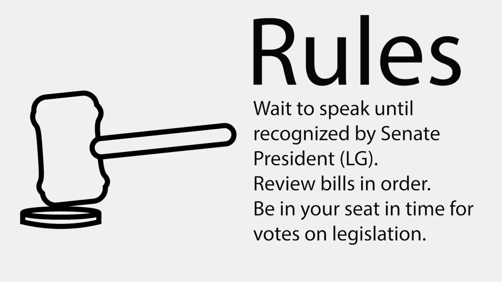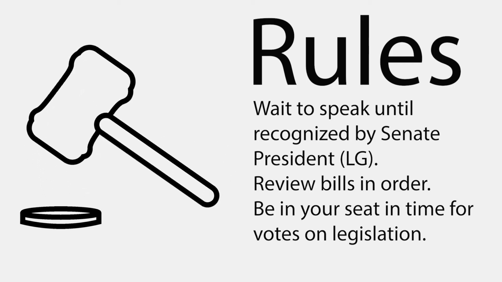The Lieutenant Governor is the officer who presides over the state Senate. Presides over the Senate basically means they are in charge of the Senate. They are elected by the people of Georgia every 4 years. As president of the Senate, the Lieutenant Governor's role is similar to the Speaker of the House. They ensure that everyone is following the rules, recognize members to speak, and establish the order of reviewing bills.